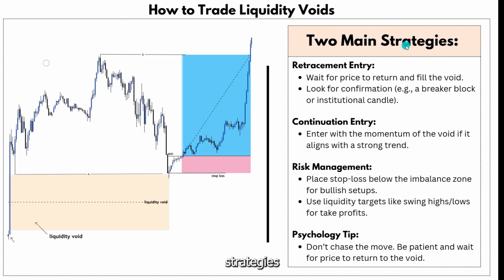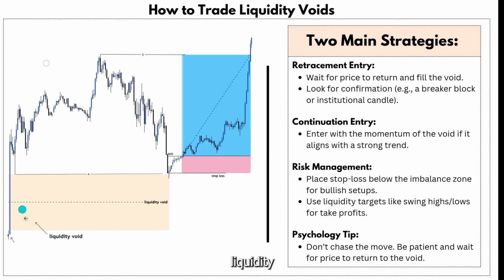The two main strategies I use are the retracement entry strategy and the continuation entry strategy. For the retracement entry strategy, we wait for price to return and fill the void first, and then we look for confirmation, such as a breaker block or an institutional candle. Then for our continuation entry, we enter with the momentum of the void if it aligns with a strong trend. So as you can see right here, this chart example uses our retracement entry strategy.